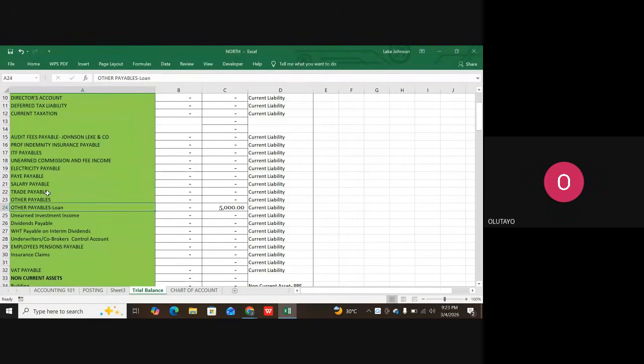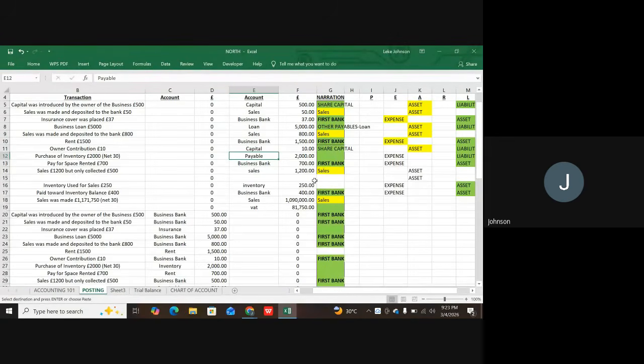Current liability. Okay, so we have our trade payable here. We copy our trade payable account. Then we come over to where we have trade payable. Anywhere we have that payable, we replace it with it. Control V.